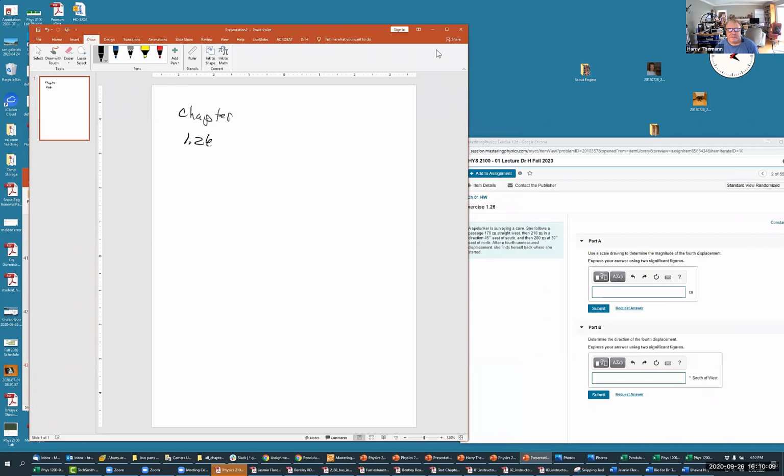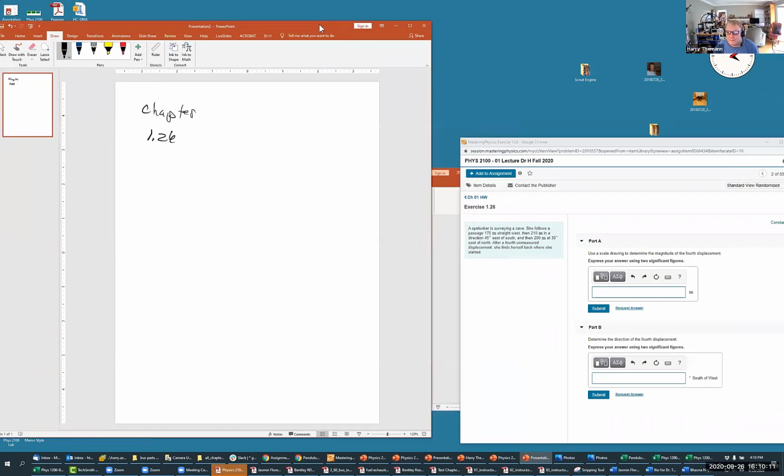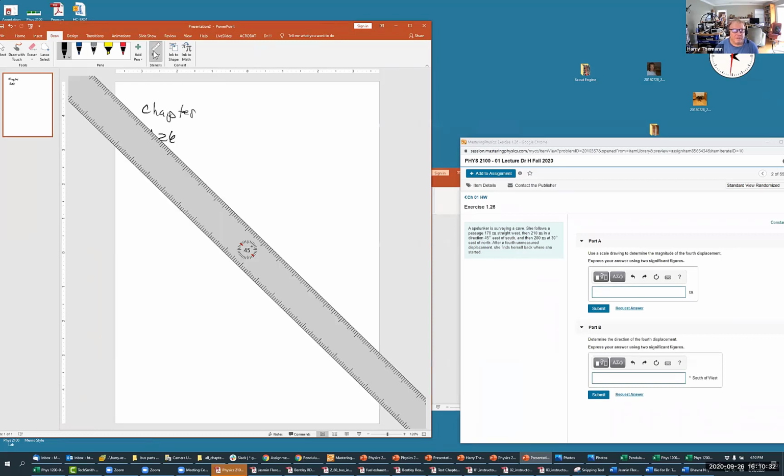So a spelunker is surveying a cave. So I see north, south, east, and west. I see, and it calls for, this is a problem where we need things to be scaled. Yep, use a scaled drawing.